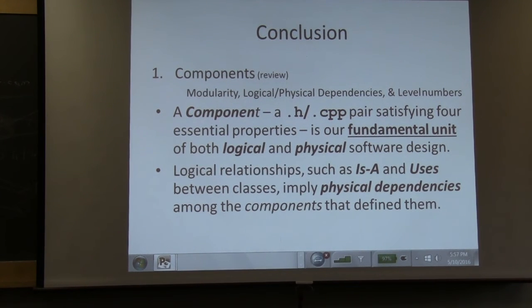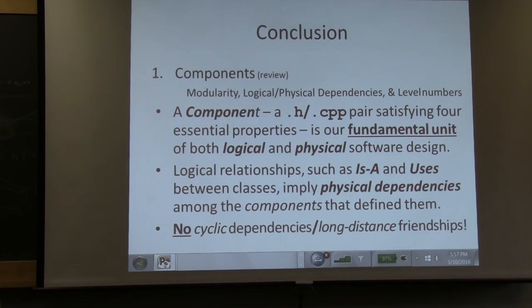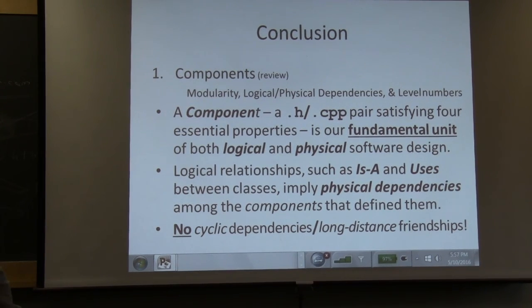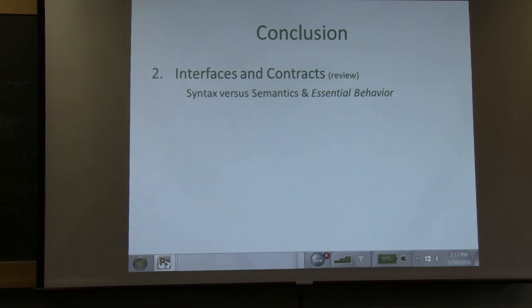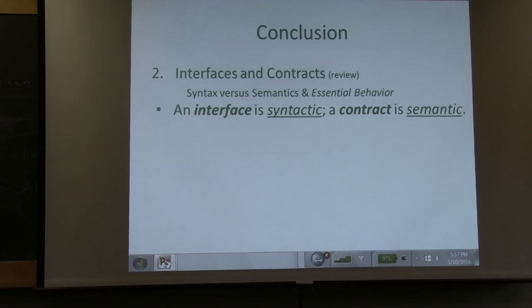Logical relationships such as is-a and uses between classes imply physical dependencies among the components that define them. That is pretty much what physical design is about. Please, no cyclic dependencies, no long distance friendships. Those are the two most important design rules by far that we have. There are a lot of others, but they pale in comparison to these two.